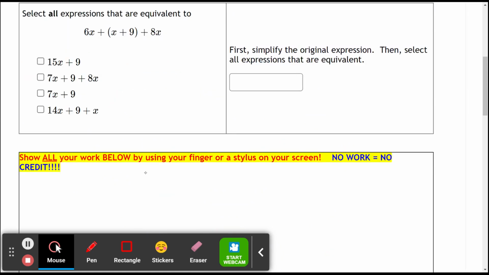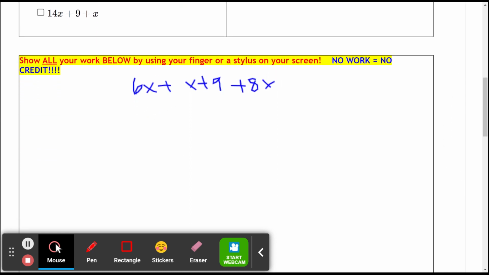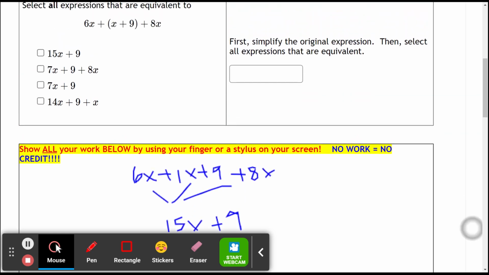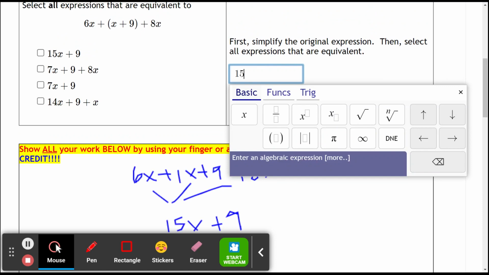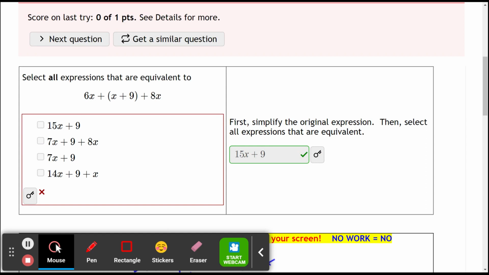Okay, for this one, we have 6x plus x plus 9 plus 8x. And let's put all the variable terms together. 6x plus 1x is 7x, plus 8x is 15x, and then plus 9. That's it. 15x plus 9. Oh, I didn't answer the other part.